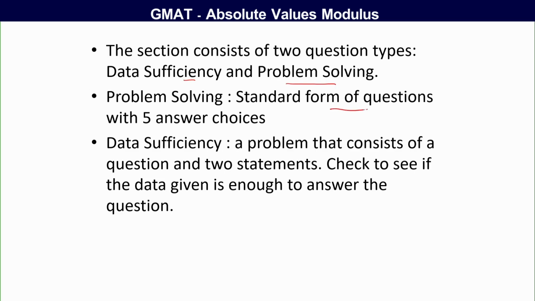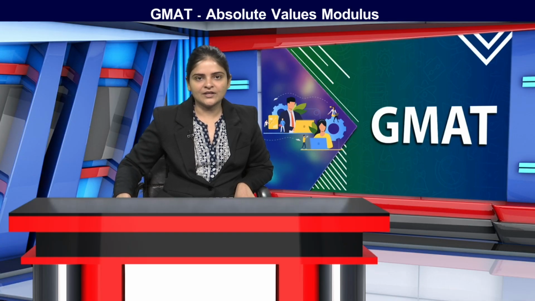Problem solving is the standard form of question with 5 answer choices, and you have to select the one that suits best. And data sufficiency is a problem where you have one question and 2 statements are given. Your job is to check whether the information given is enough to answer the question or not. You will be selecting the answer options based on that. That is why it is called data sufficiency. We will be looking at both of these problem types while preparing for our quantitative GMAT reasoning section.